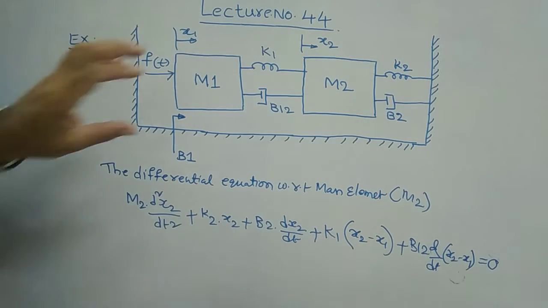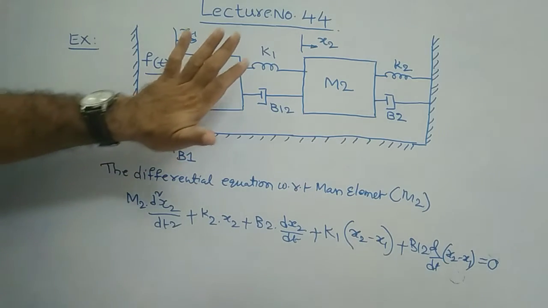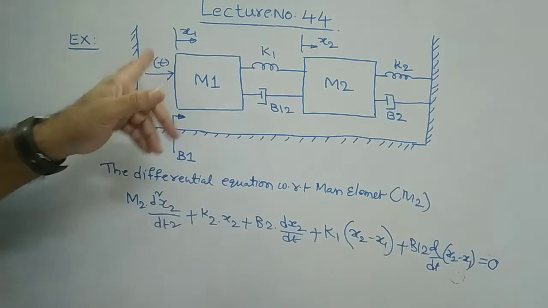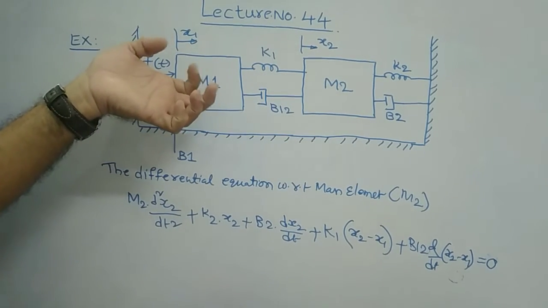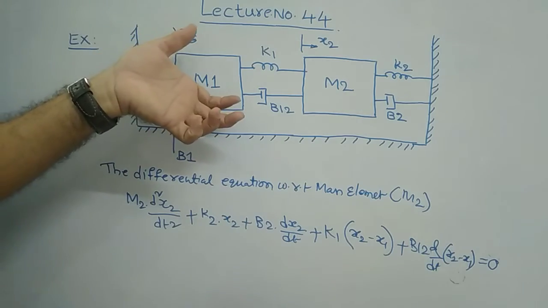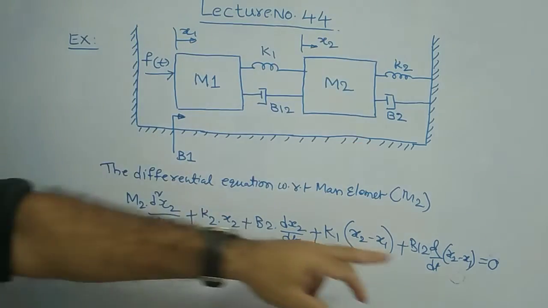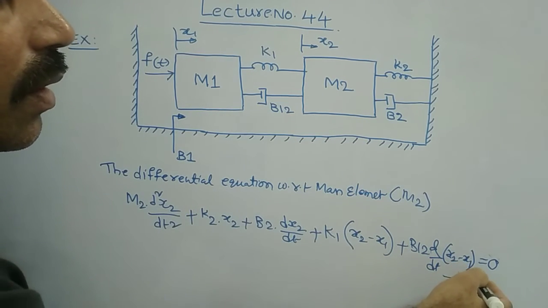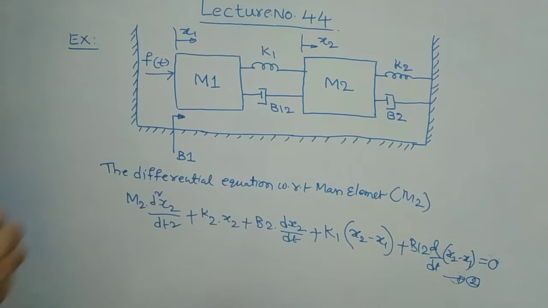That's why if you consider the first block, all forces, your differential equation, whatever comes here, is equal to f of t. We are applying f of t on this block. Now with respect to m2, there is no force here, that is why it is equal to 0. You can call it equation number 2. So these are the differential equations.